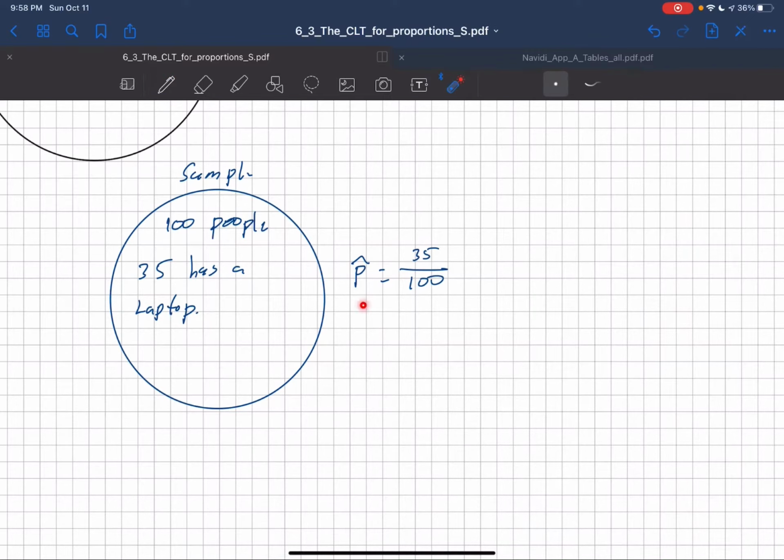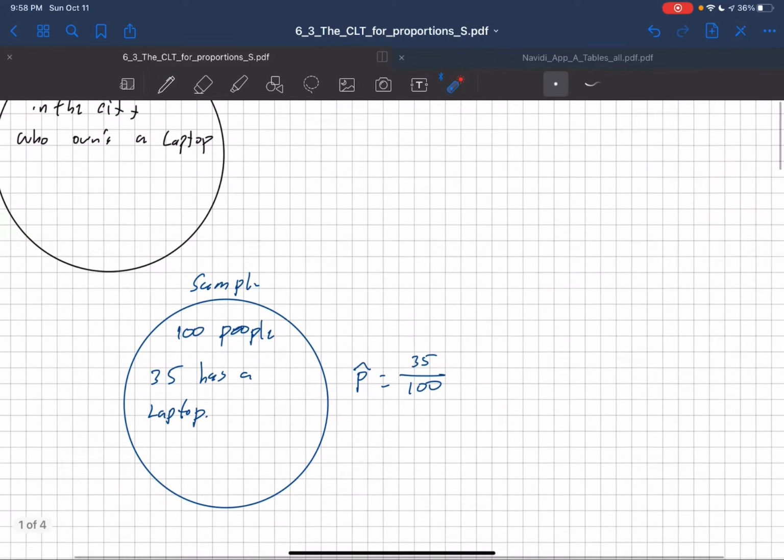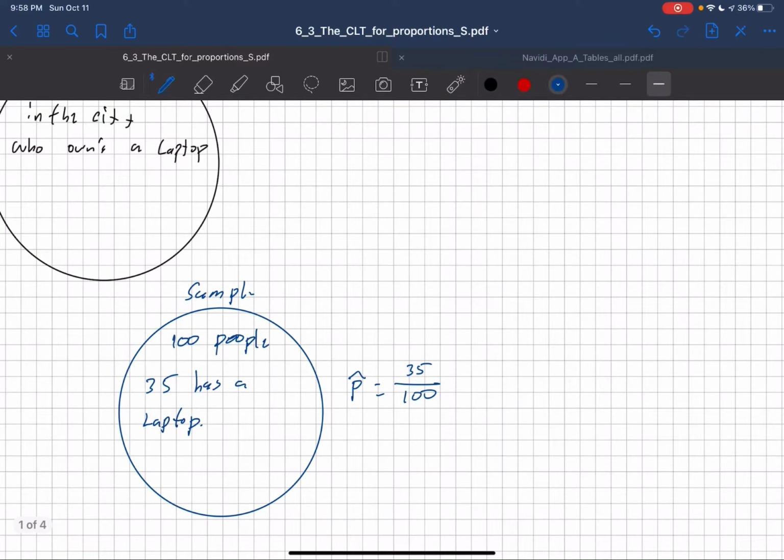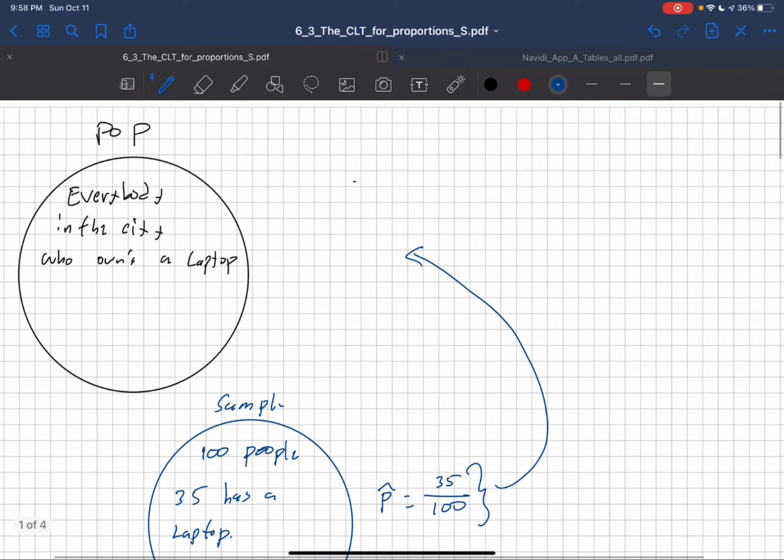So this is our sample proportion, and it's doing the same thing where it's trying to estimate the population proportion. So this is p. We don't know what this is because it's kind of impossible to compute. But this p without the hat is called the population proportion.